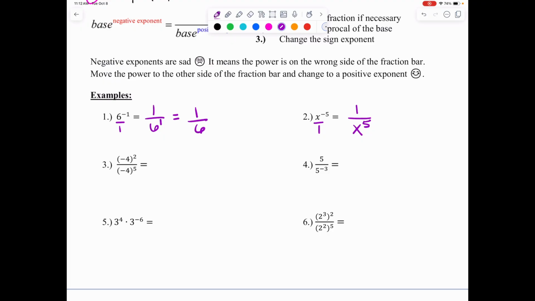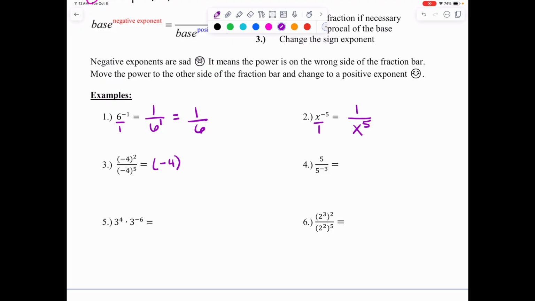Now we move it to the right side and it's happy and positive. In number 3, and moving on, we're going to look at how this comes about when we have multiple rules used. So in number 3, this is a fraction. So this is a division problem. So we're going to keep our base and subtract our exponents.